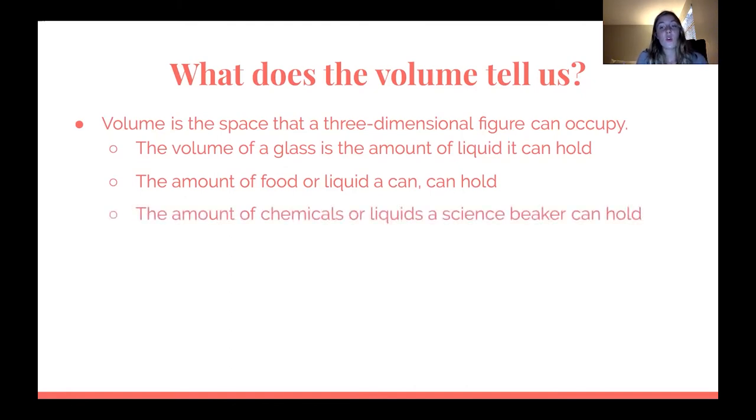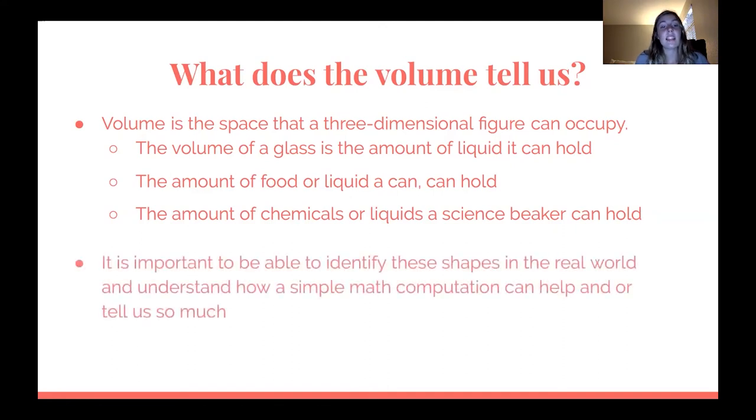Or the amount of chemicals or liquids a science beaker can hold. All of these are different sizes, they have different volumes. It's important to be able to identify these shapes in the real world and understand how a simple math computation can help and tell us so much.